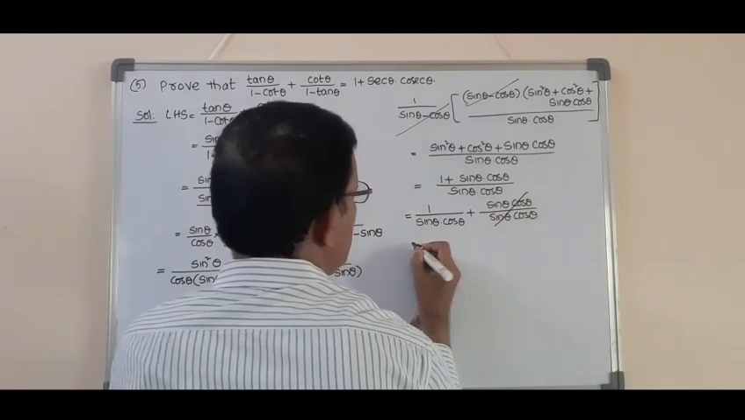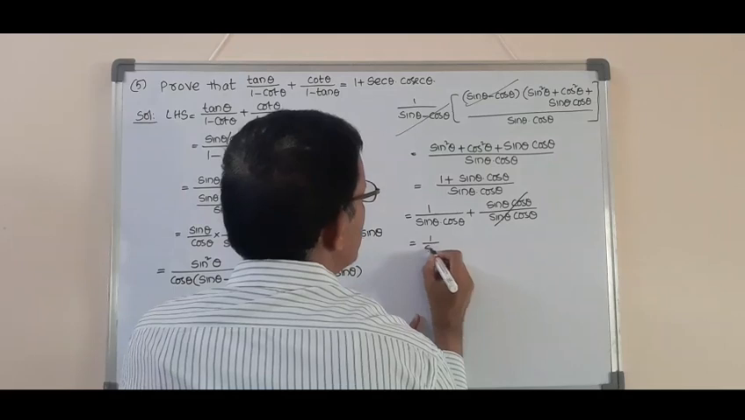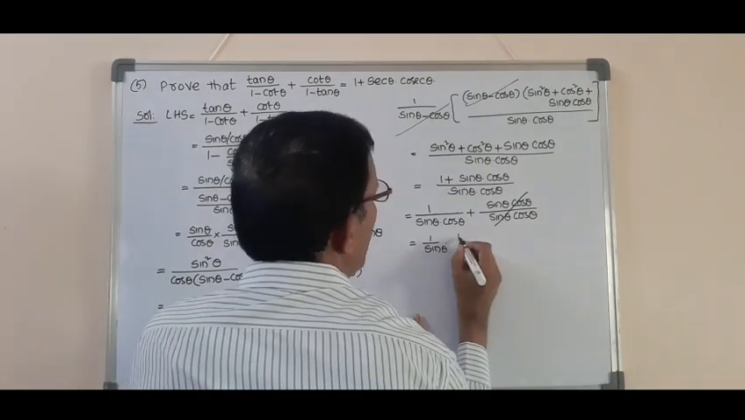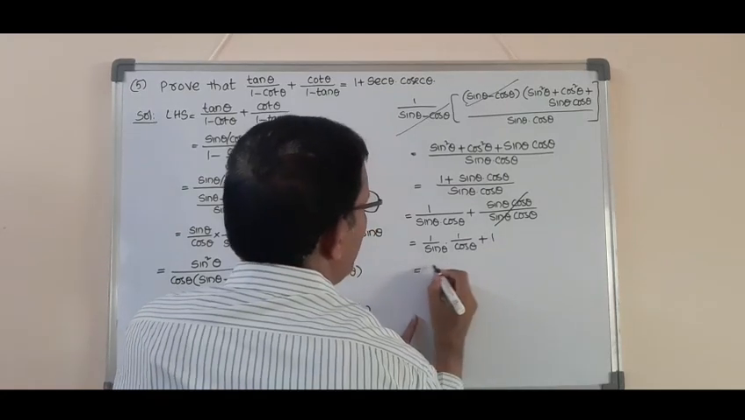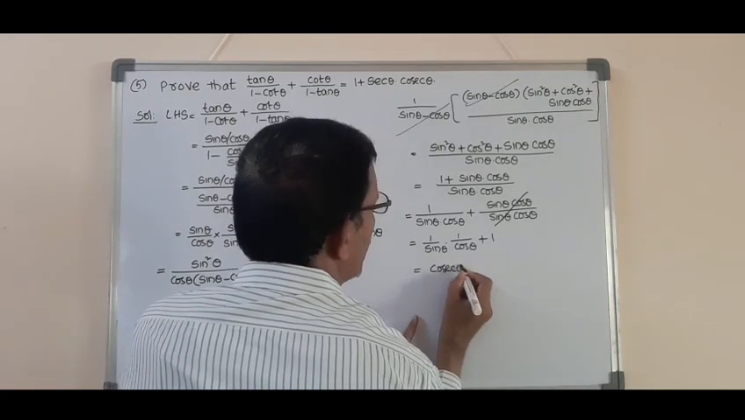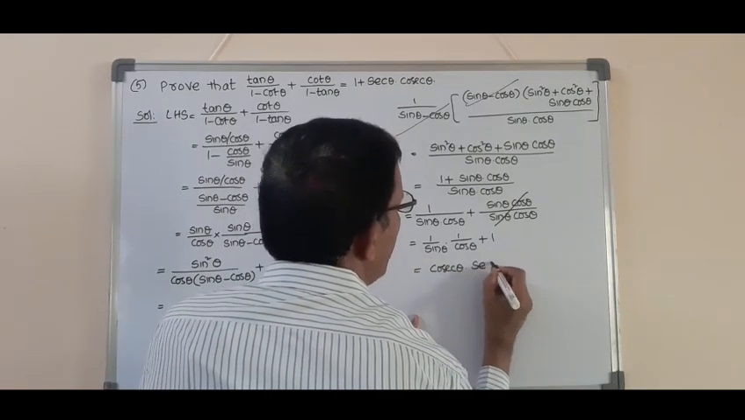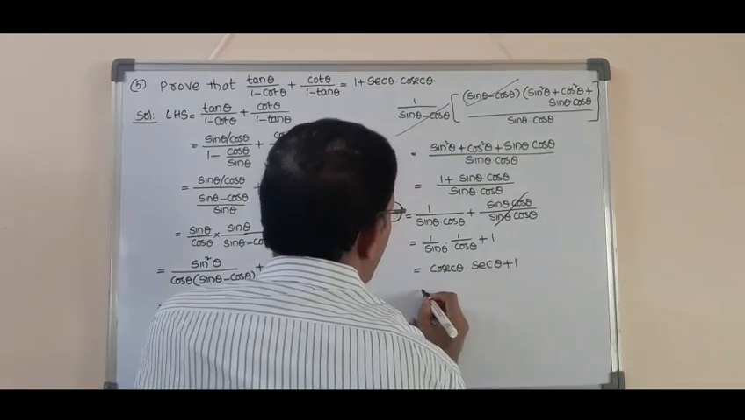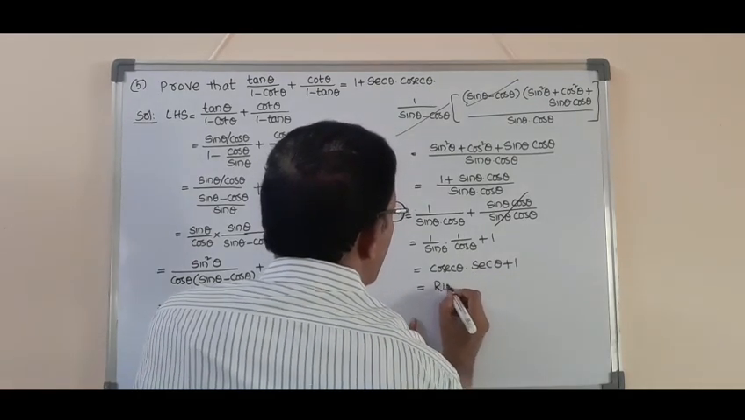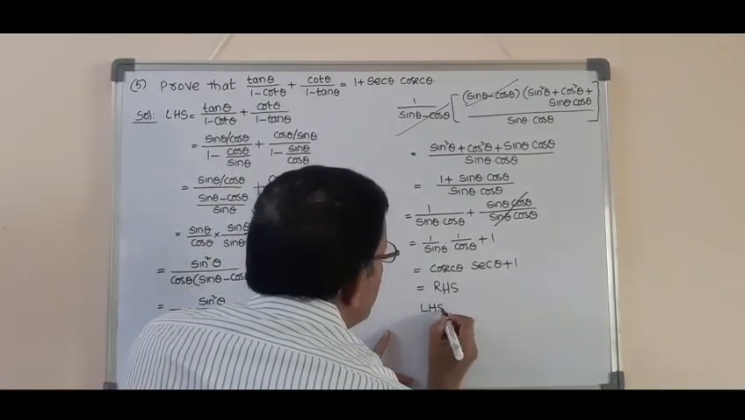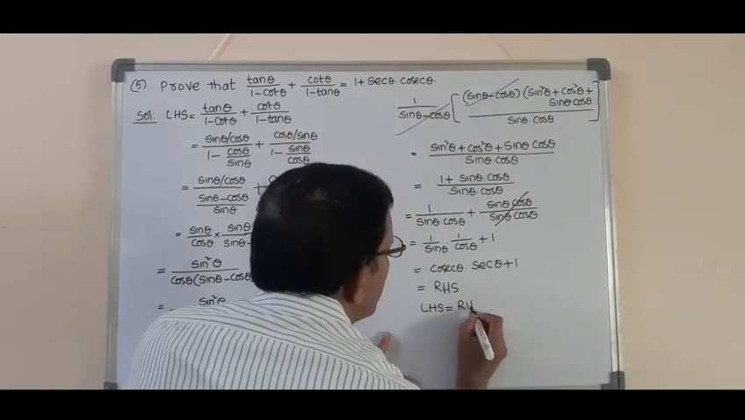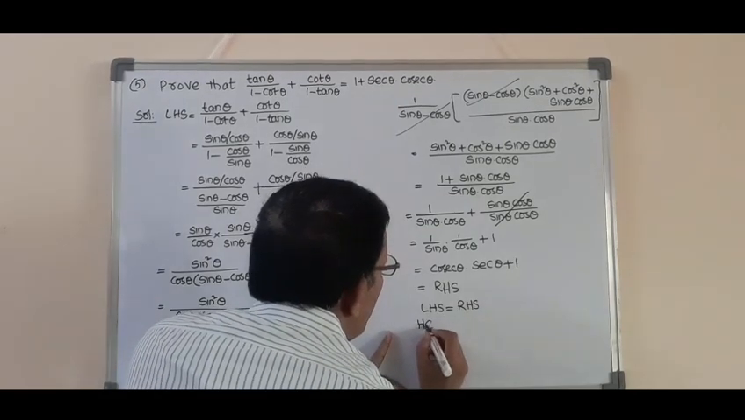These two will get cancelled. That is equal to 1 by sin theta into 1 by cos theta plus 1. 1 by sin is cosec. 1 by cos is secant plus 1, that is RHS. LHS is equal to RHS. Hence proved.